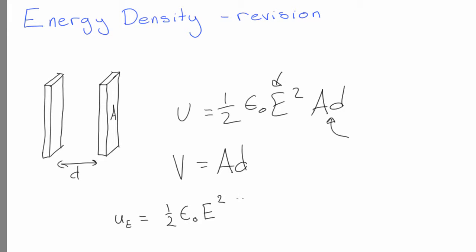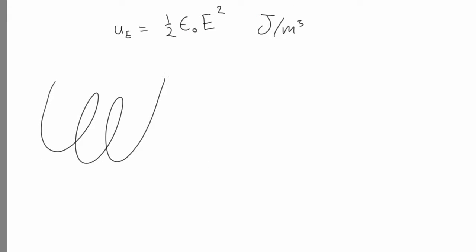So what we end up with is that the energy density in joules per meter cubed is just equal to this. From this equation you can see that the electric energy stored per unit volume, which is the energy density, in any region of space is proportional to the square of the electric field strength. Now this is true even without a parallel plate capacitor, so it is true anywhere in space.